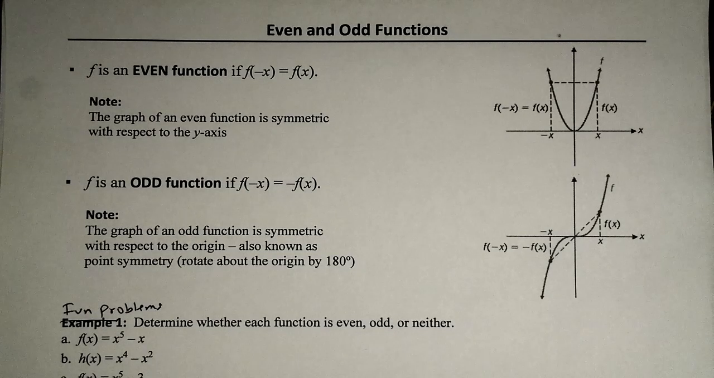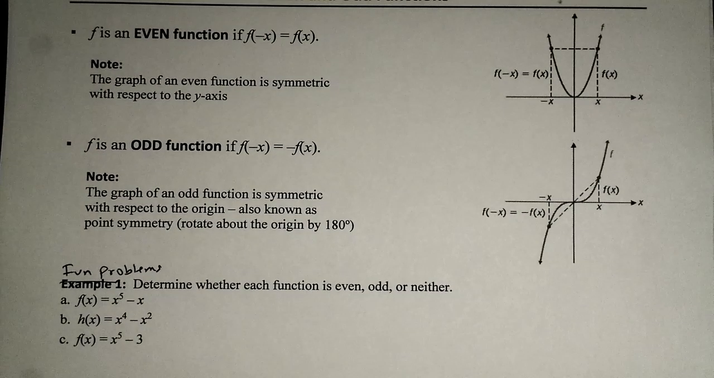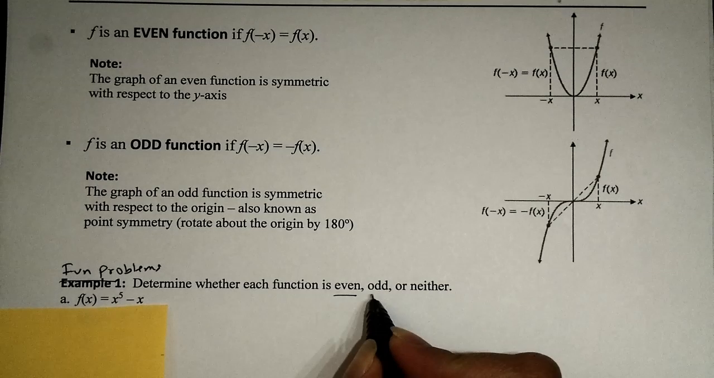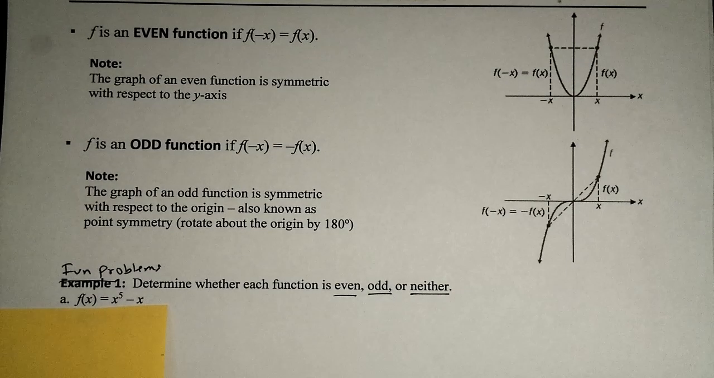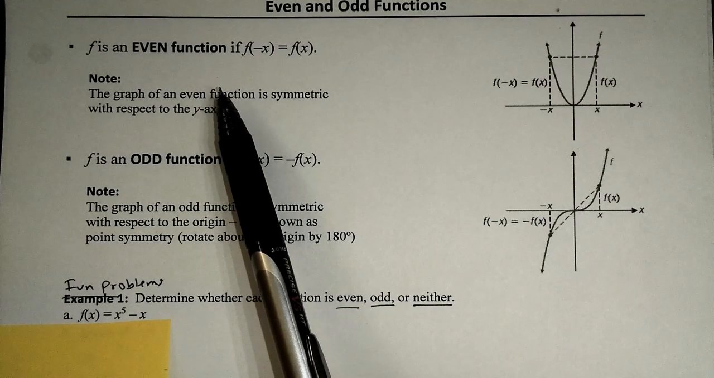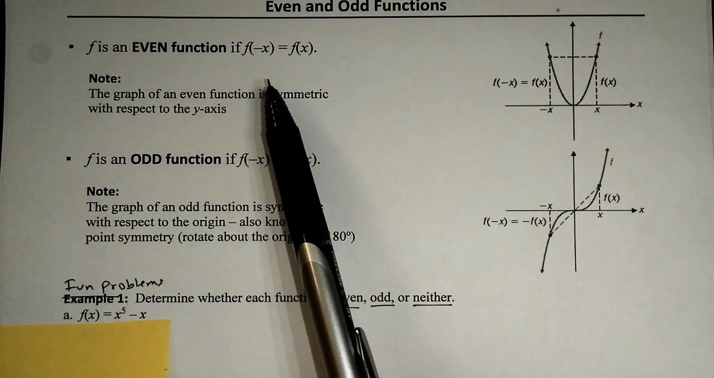So we are given 3 functions. Well, we will attack them one at a time. Let's go ahead and look at problem A. So we are given a function and we are asked to determine if the function is even, odd, or neither. If I am asked to make that call, it will be nice if I know how to determine that. So looking at the top of the page, let's look at our first point. It reads, f is an even function if f of negative x equals f of x.